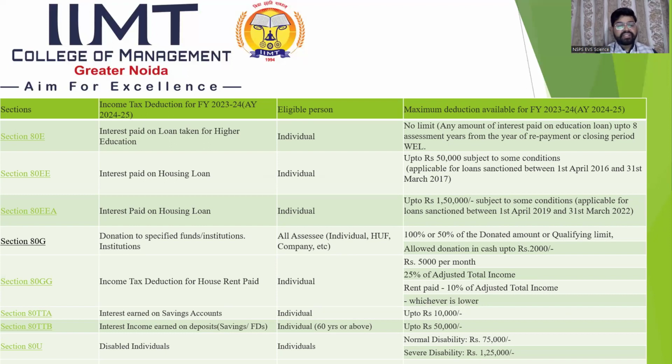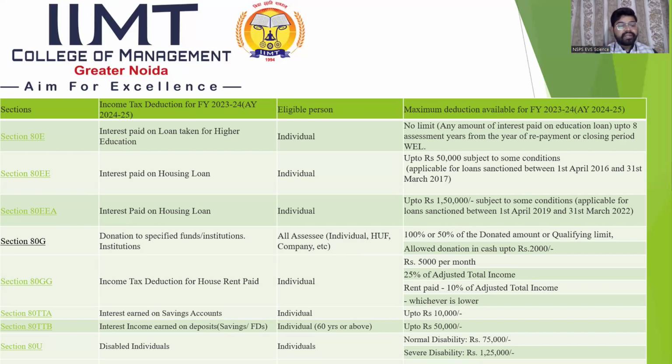Next section is 80GG, income tax deduction for house rent paid. If any person pays house rent, then he is allowed a deduction if he does not receive HRA and is not eligible to take the exemption of HRA. He takes the benefit for the house rent paid under section 80GG, that is rupees 5,000 per month, first limit. Second limit is 25% of the adjusted total income. Third is rent paid minus 10% of the adjusted total income, whichever is lower. It is in lieu of the HRA exemption benefit.